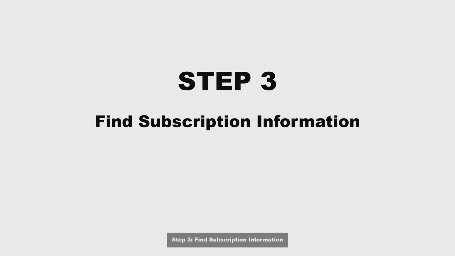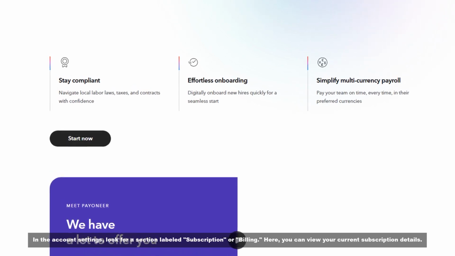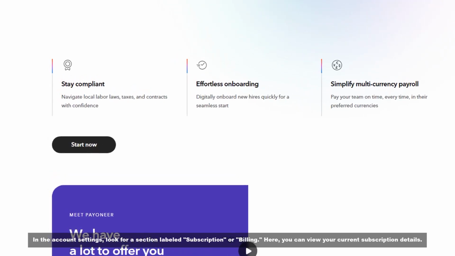Step 3. Find subscription information. In the account settings, look for a section labeled Subscription or Billing. Here, you can view current subscription details.